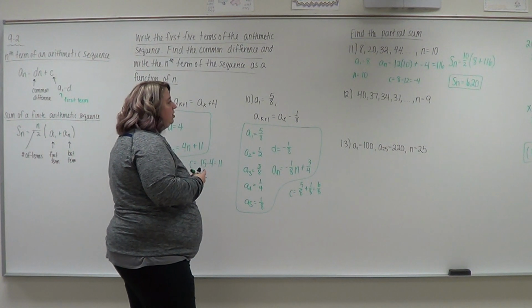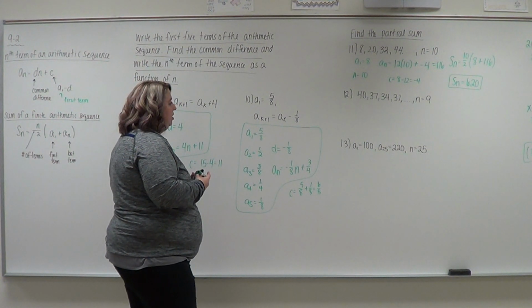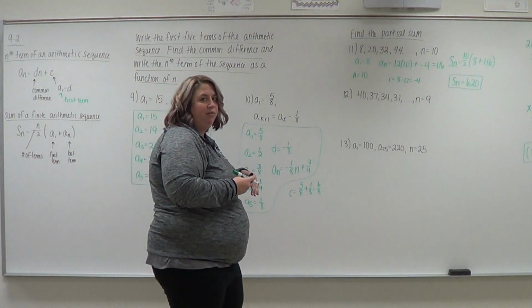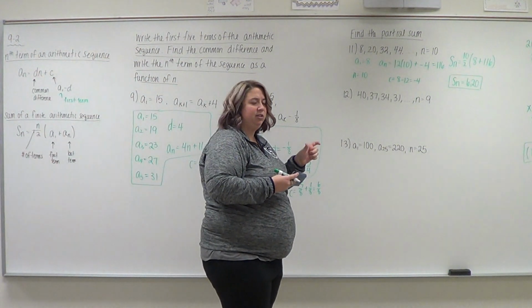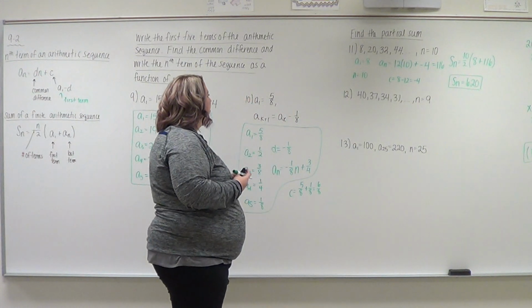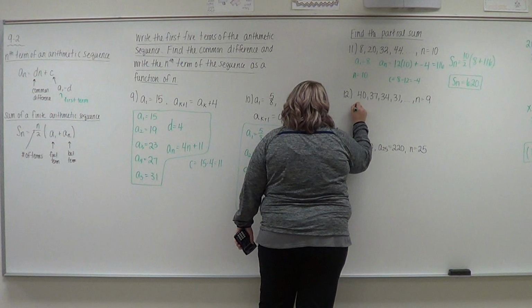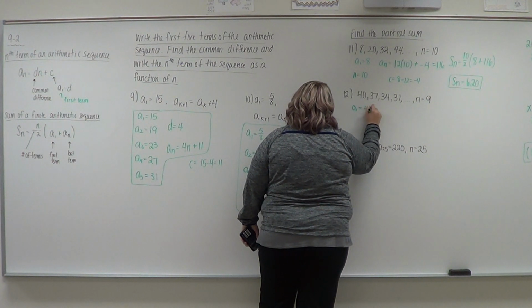Okay, number 12 is the same way. I just want to do another example of the same thing. And actually, I think these are harder than the rest of the problems that you'll have. I feel like they start with the hardest ones under this section, and then it gets easier. So I know A1, my first term, so my A1 is 40.